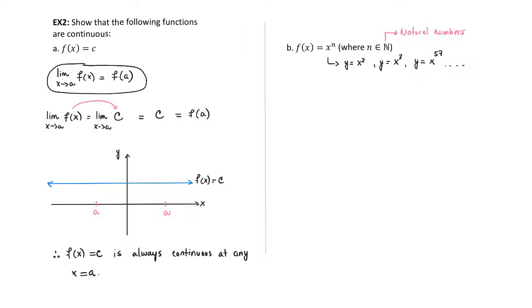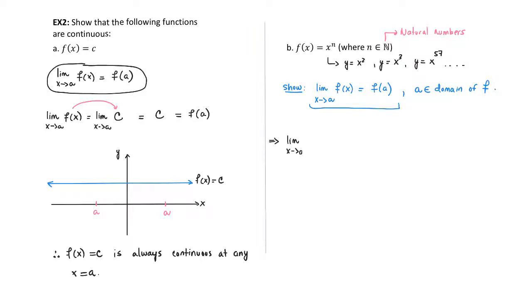If I want to argue for continuity, I have to show that the limit as x approaches a of f of x is going to be equal to f of a. And again, a is in the domain of my function f. That's what I know. So if I can show that this limit exists and that it is equal to f of a, I can claim continuity. So then let's go ahead and begin with the limit.